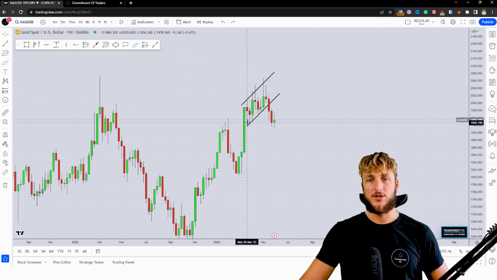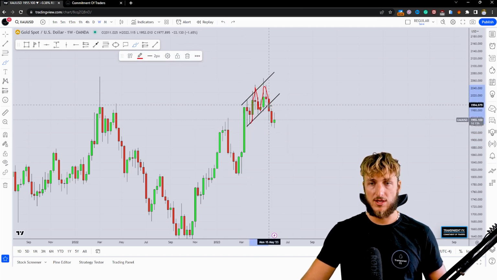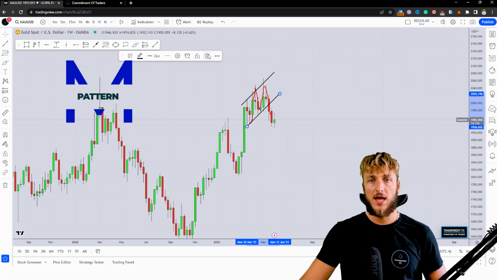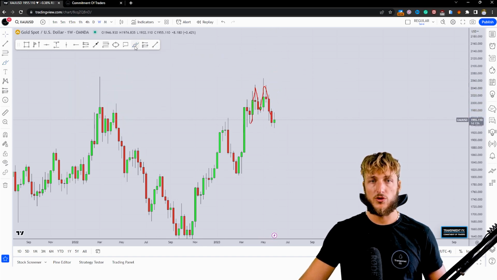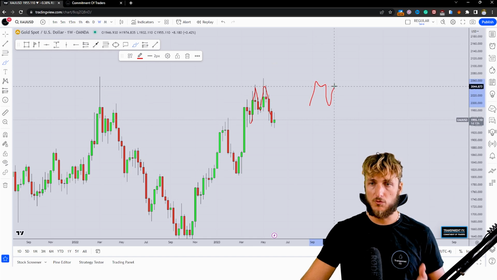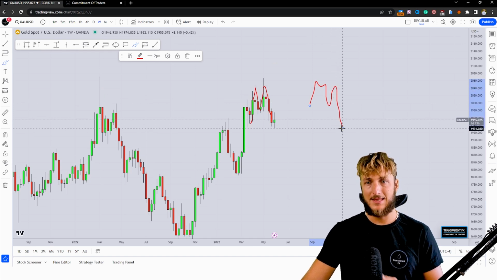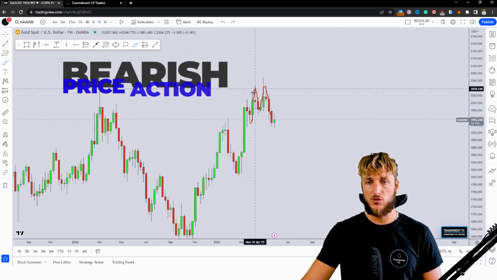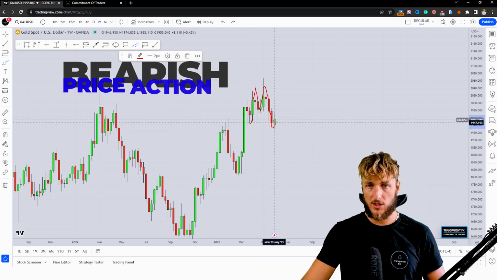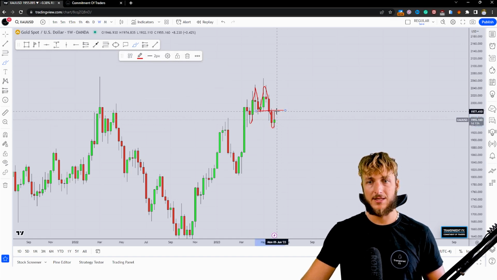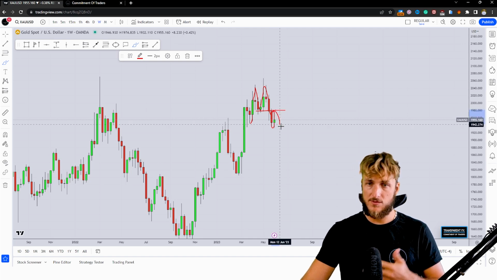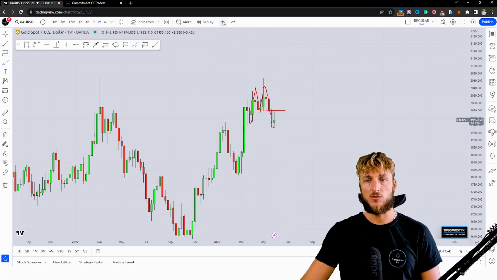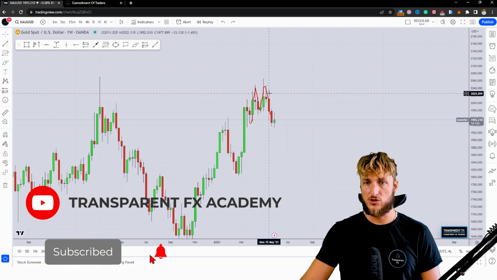In creating this move to the downside, however, the market also created this M pattern, and in general, after the creation of an M pattern, what you would expect is for the market to complete the M pattern at the neckline and then create more bearish continuation. That is exactly what the market is doing. We just had the completion of the M pattern at the neckline as we wanted to see, and from here we could expect more potential bearish continuation.